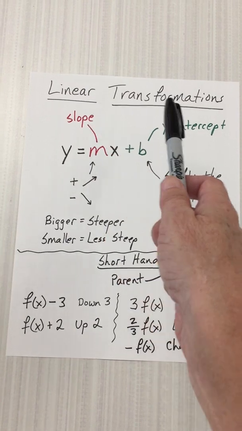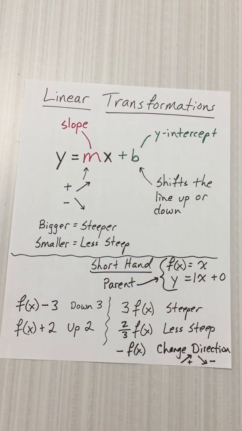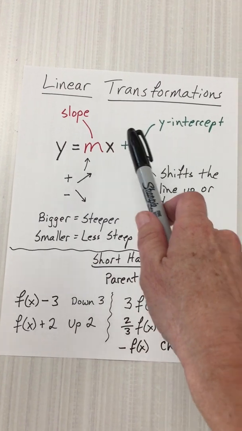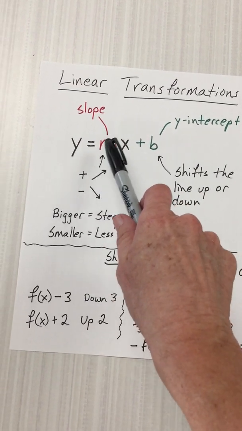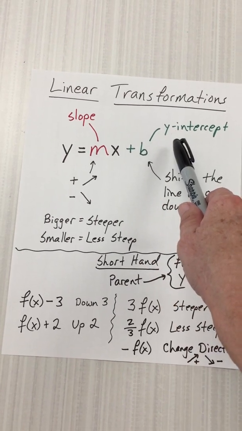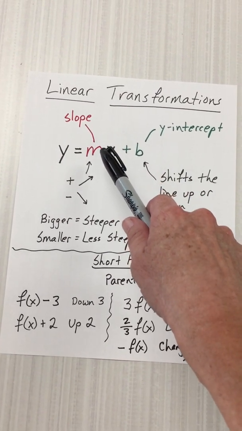Here's your equation. These are linear transformations, meaning what happens to my parent function when I make changes to the m and the b. Remember, m is the slope. When it's in y equals format, you can see the slope, you can see the y-intercept. This is where it's crossing the y-axis. The slope is how steep the line is.